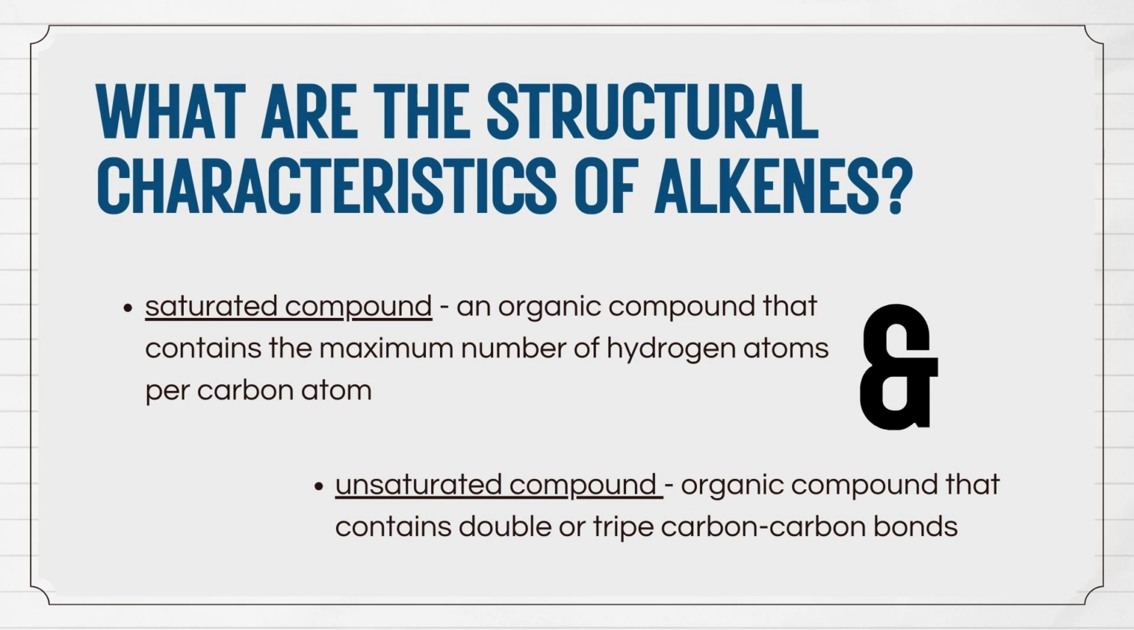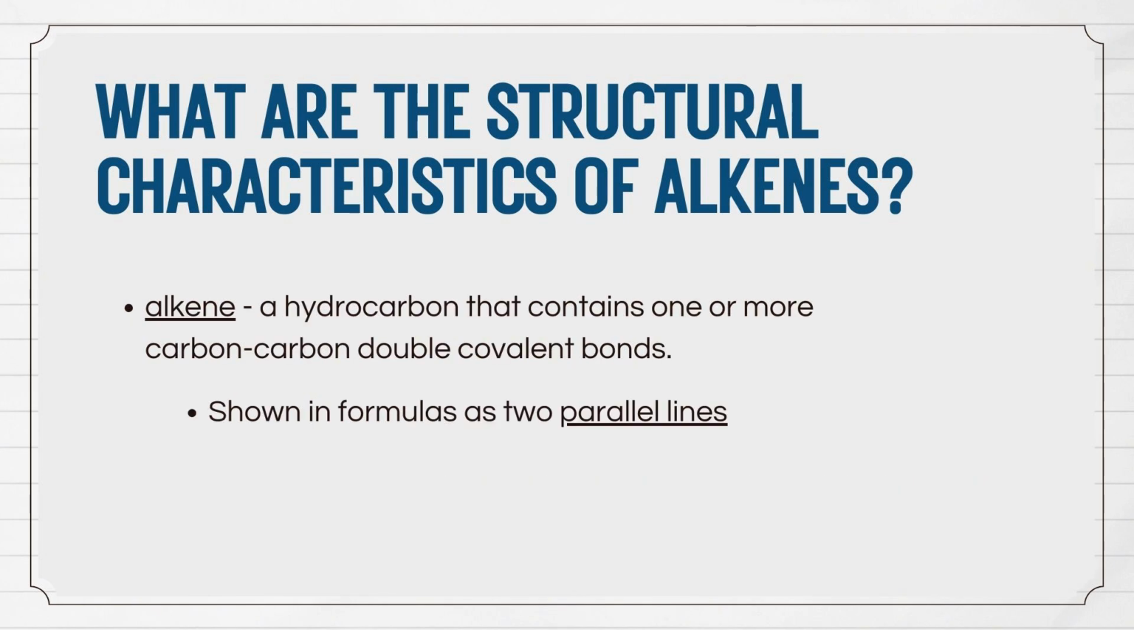On the other hand, unsaturated compounds have either double or triple bonds between some of their carbon atoms. These multiple bonds mean the compound holds fewer hydrogen atoms than the saturated one does. This is important because the type of bonding changes the structure and properties of the compound.